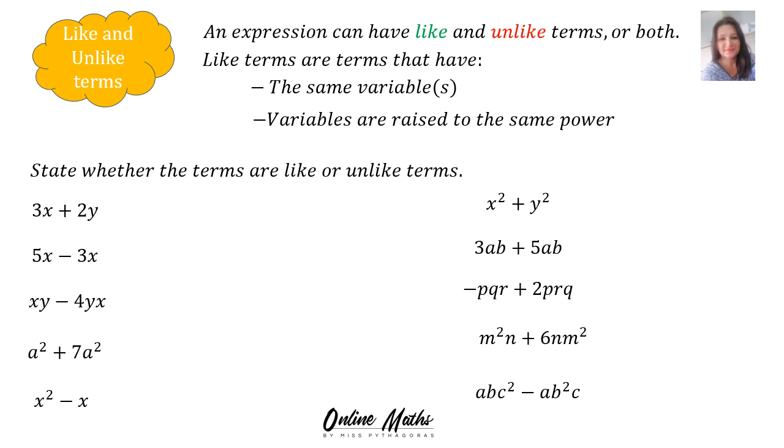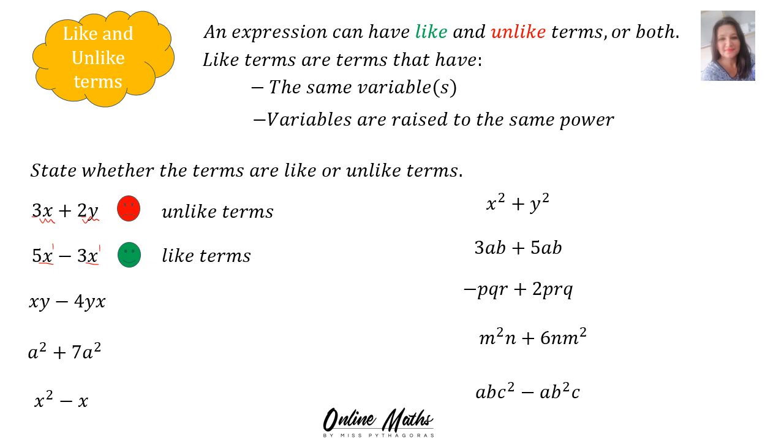So state whether the terms are like or unlike terms. When you look at the first one, 3x plus 2y, you will only zoom in on the variables, you ignore the coefficients. Can you see this variable is x, this variable is y, therefore unlike terms. In the next sum, the variable is x and the power is an invisible 1. And minus 3, the variable is x and the power is an invisible 1. Therefore, they are like terms.